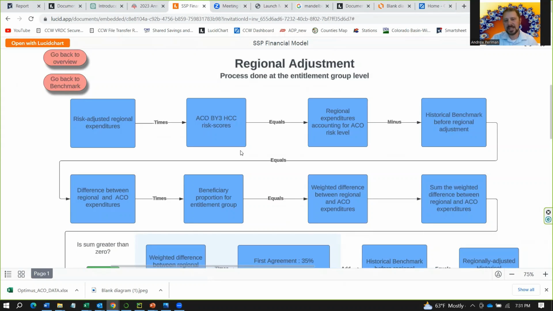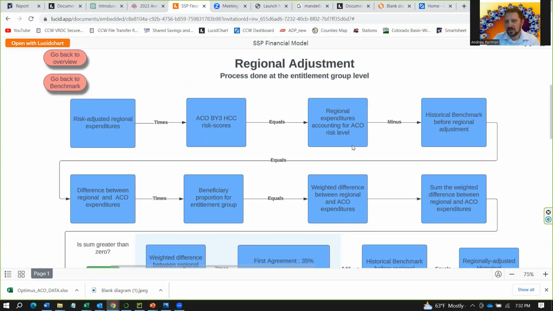Well, the calculation is actually pretty simple. So here we're going to start with a risk-adjusted regional expenditure. So we take all your counties that make up your region and we figure out an overall price for those. We're going to multiply that by the risk scores in your ACO. So we're going to express the dollars from your region in the risk that you have. So that's done using your BY3 HCC scores.